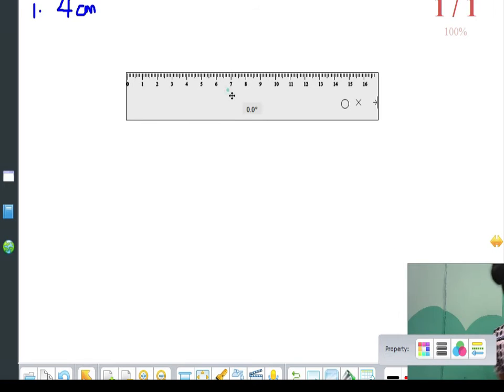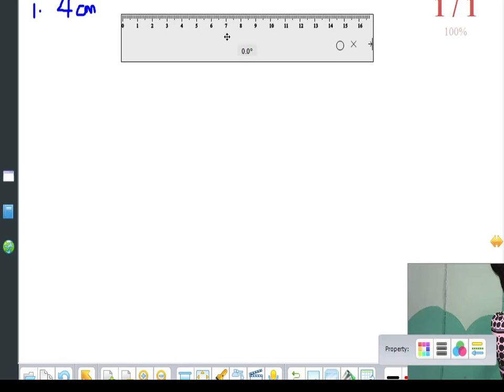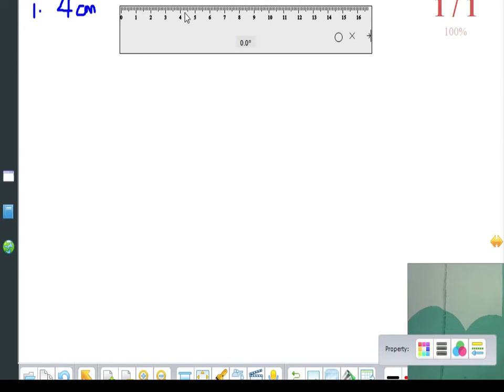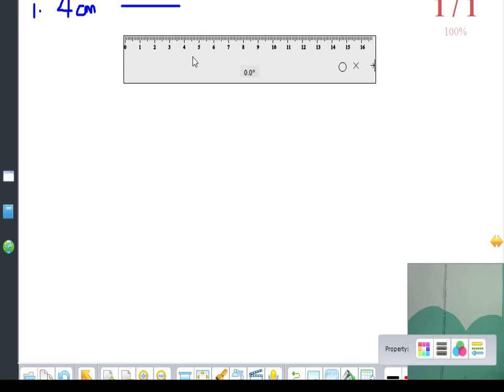With our ruler, keep your ruler fixed. As I do mine, you keep your ruler very well. Then we look at where the first line is. Since you are measuring 4, we count 1, 2, 3, 4. So you draw with a pencil.